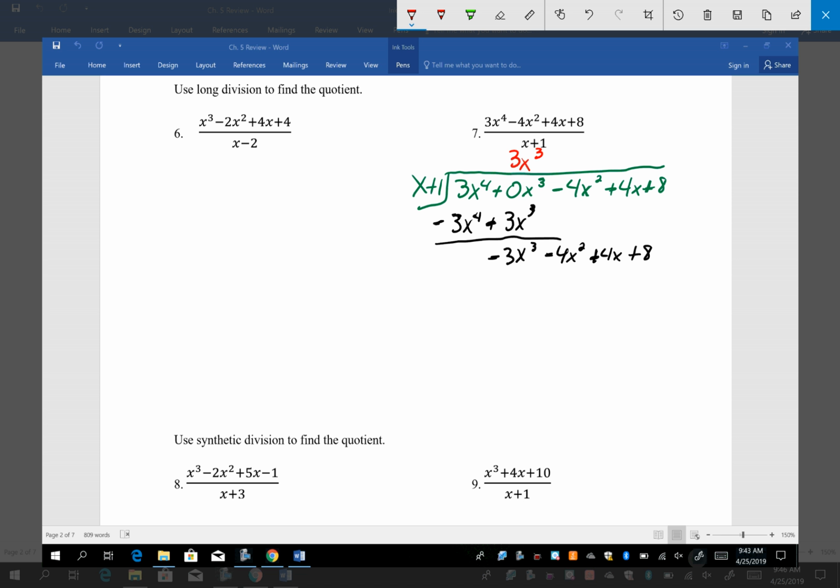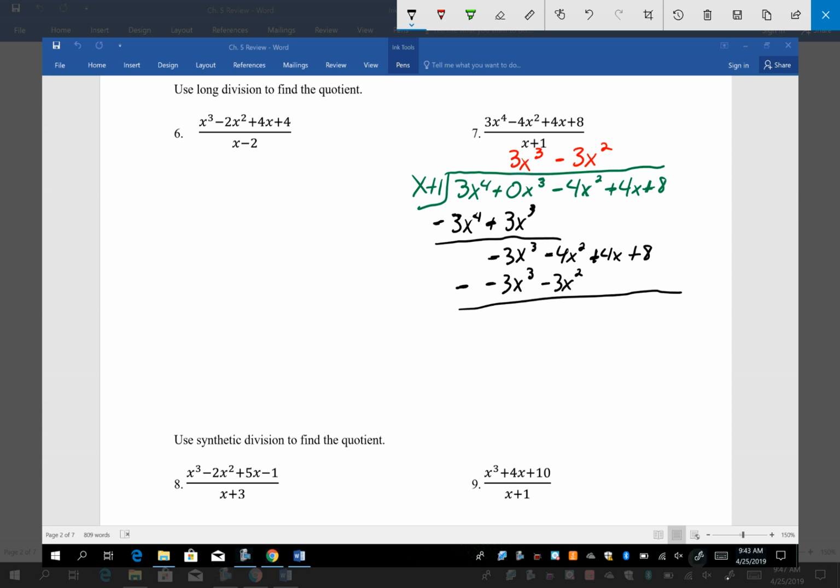Okay, so we're going to repeat the process, but now I care about this new part of the dividend. How many times does x go into negative 3x cubed? Negative 3x squared, right? The idea is we have one less here, so we need to do one less of that. Negative 3x squared. Okay, let's multiply. Negative 3x squared times x should give me negative 3x cubed. Negative 3x squared times 1 is negative 3x squared. Subtract.